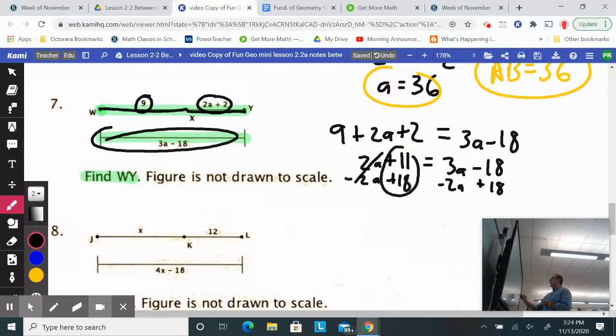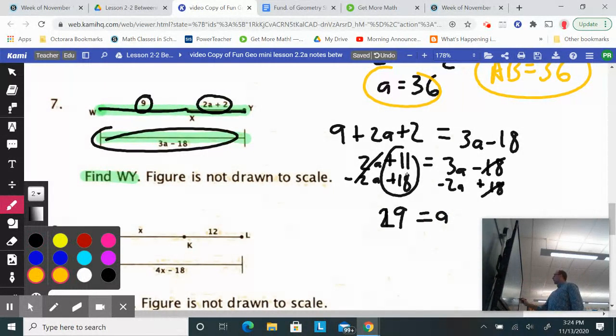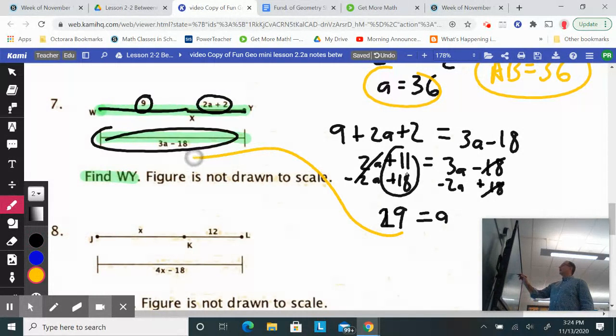So on the left side, I have a total of, I was going to put 19, it's 29. And on the right side, the 18s are canceled. 3 a's minus 2 a's leaves you with 1a. So a is 29. So I take that a, and I would substitute in 29 for this a here.